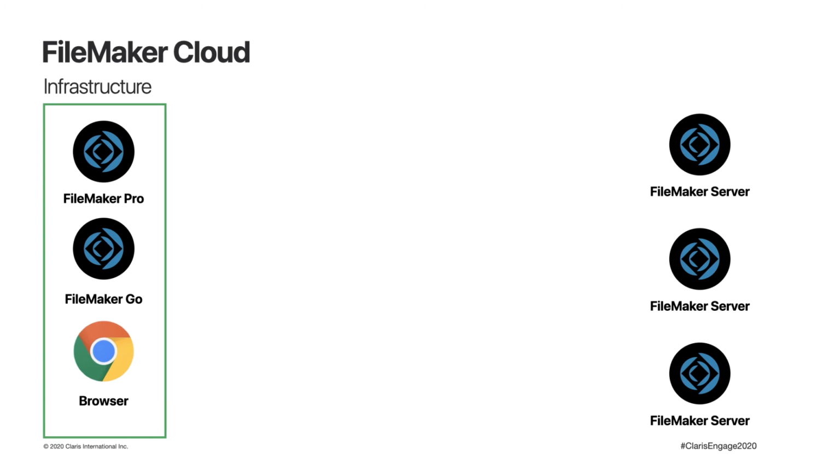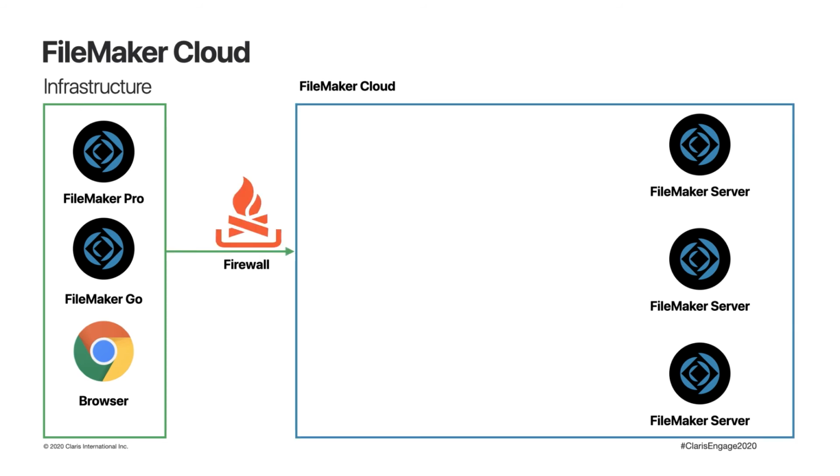In FileMaker Cloud, you also have several FileMaker server instances somewhere. But they are in the FileMaker Cloud environment. And to make a connection, you don't make a connection directly to these FileMaker servers. No, you make a connection to the FileMaker Cloud environment, which is protected by firewalls and security software. Standard firewalls and security software.